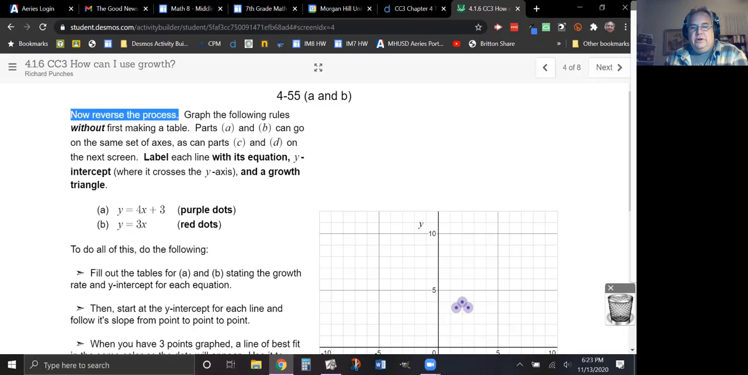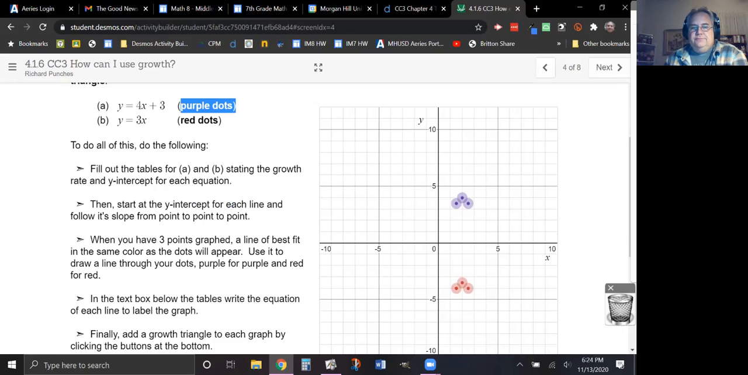Part A, we're going to graph y equals 4x plus 3 with the purple dots. Part B, y equals 3x, that will be with the red dots. To do all this, do the following. So these are kind of like leading you to learn how to do this fast. My goal is for you to be able to graph a line in like 20 seconds. If I give you the axes set up, you should be able to throw those dots in the correct spot almost instantly and know you're right.